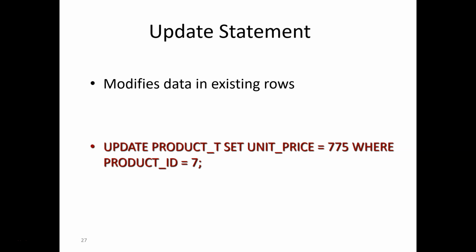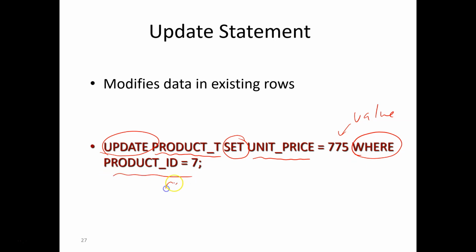The update statement's syntax is also pretty simple. You use the keyword update followed by the table name, and then you use the keyword set, followed by the field name of the field that you want to update, and then equal to, followed by the new value. If you want to update just a single record in the table, there will be a where clause to state the condition. So in this example, we have update product table, set the unit price equal to 775, where the product ID equal to 7.